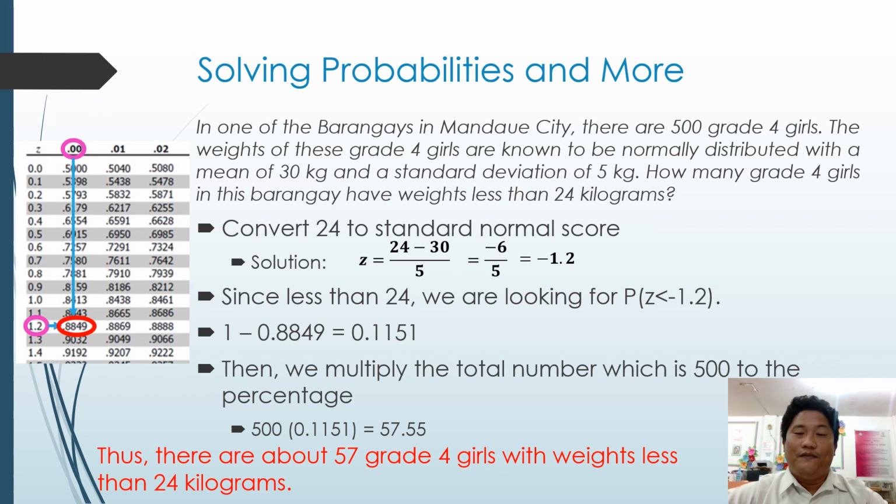So we have two different problems. The first problem was getting the probability. Here is getting the number of grade 4 girls based on the population.